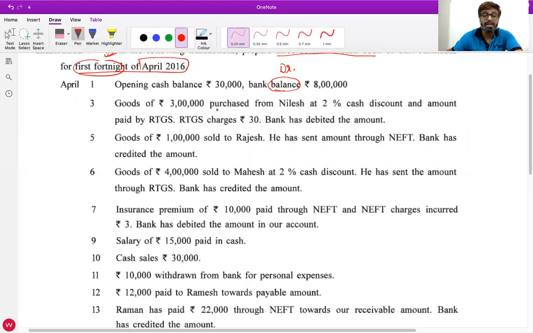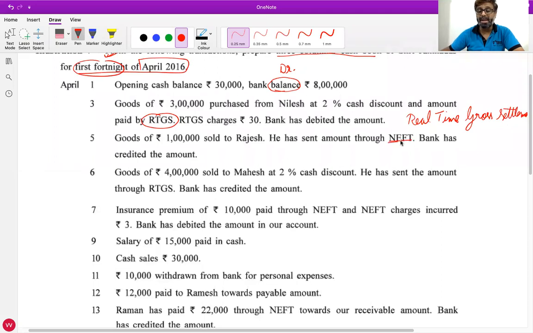Goods of rupees 3 lakhs purchased from Nilesh at 2% cash discount and amount paid by RTGS. What do you mean by RTGS? Real Time Gross Settlement. In business organization, have you studied it? And what do you mean by NEFT? National Economic Fund Transfer. Electronic, not economic.